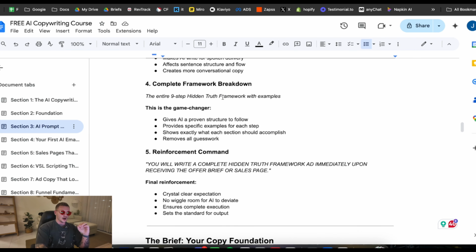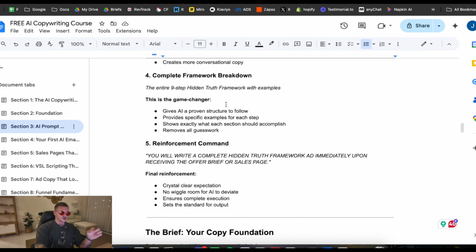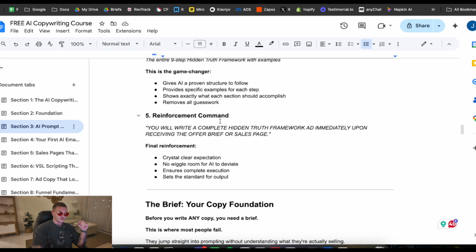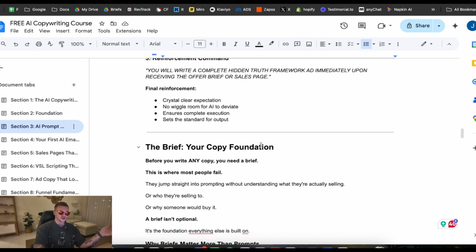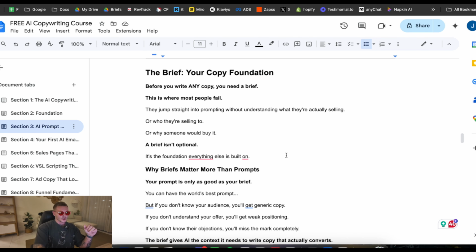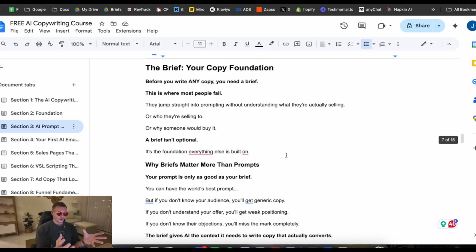Then it gives it a complete framework breakdown. So there's like 9 steps in that. It needs to follow perfectly. Reinforce command, you will write a complete hidden truth framework ad immediately upon receiving this offer brief or sales page. Boom, then it just does it. So that is how a prompt works.